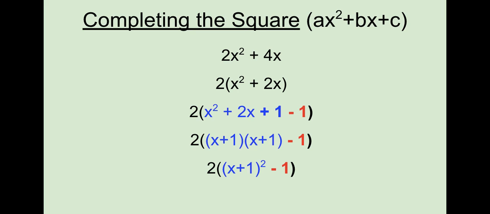And now at the very end, I'll just distribute that 2 back through. So 2 times x plus 1 squared is just 2 times x plus 1 squared. And 2 times negative 1 is negative 2. Okay, so I was able to complete the square only after I factored out that leading coefficient. Okay, and that's the trick. And that's the technique here.